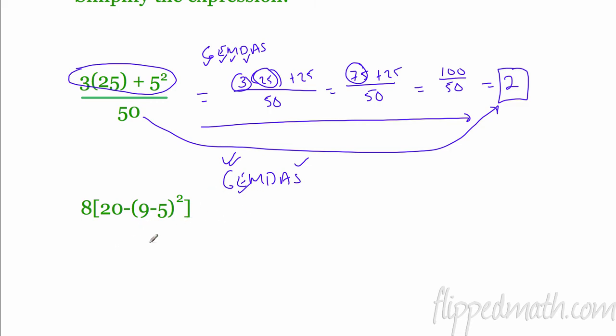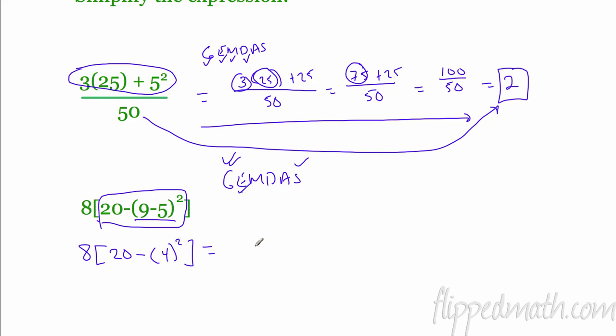So first thing I know I have to do grouping. So I look in here, and I'm just looking at this. I'm not even looking at the 8. In there I have grouping as well. So I have to do that first. So I'm going to do 8 brackets 20 minus, now 9 minus 5 is 4. 4 squared. I still have to do that. Now inside this bracket I have subtraction and exponents.